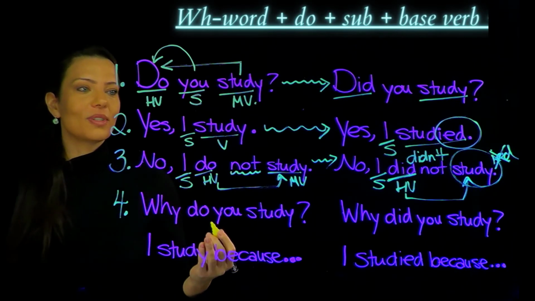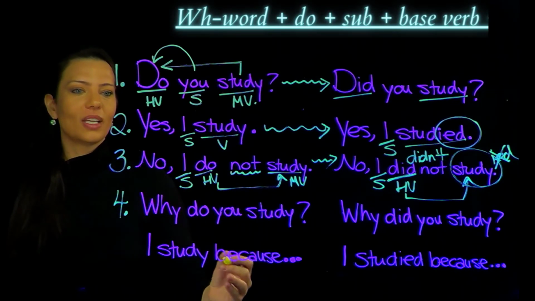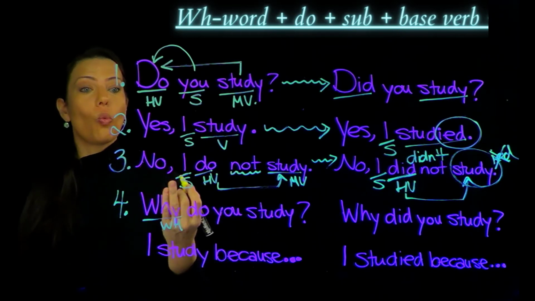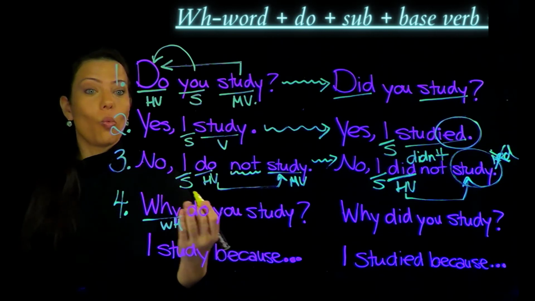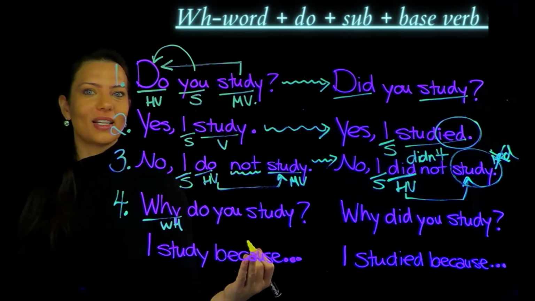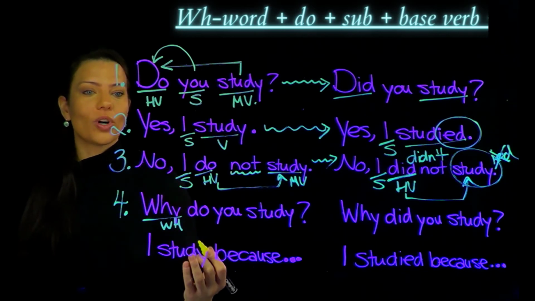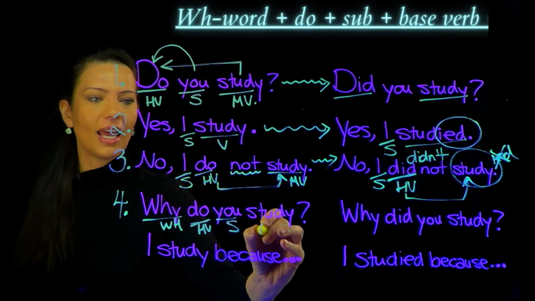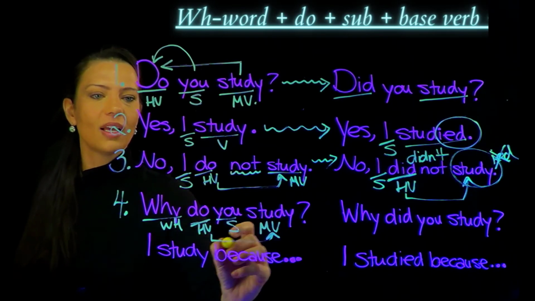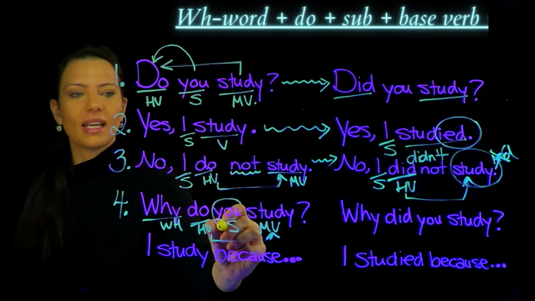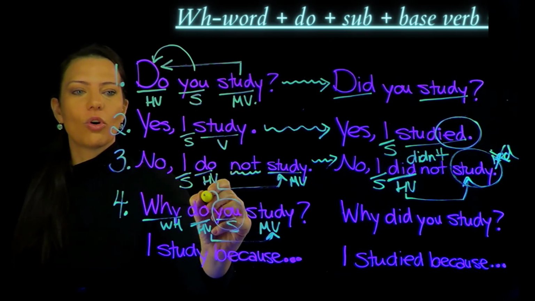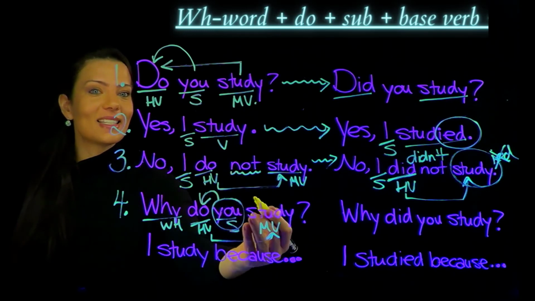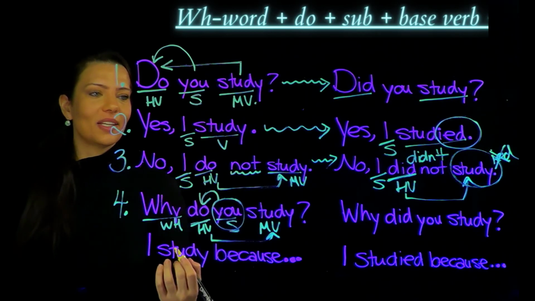Number 4, this is the WH question. So, why do you study? Why do you study? Here we have the WH word. Now I could also say, where do you study? When do you study? How do you study? Those are all WH question words. Then we have the helping verb, we have the subject, and we have the main verb. Okay, the helping verb is helping that out. This again is according to the subject. So, why does she study? Why does he study? Why do they study?